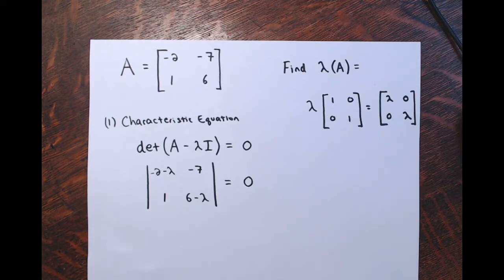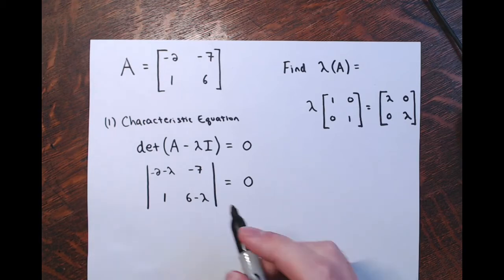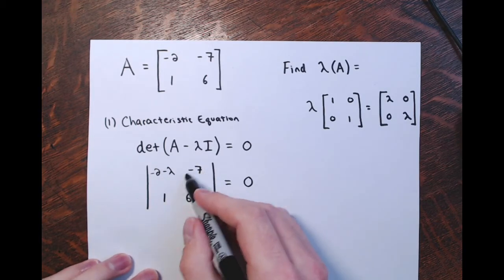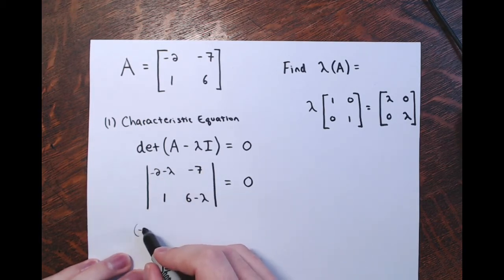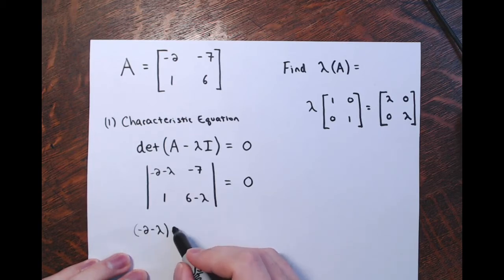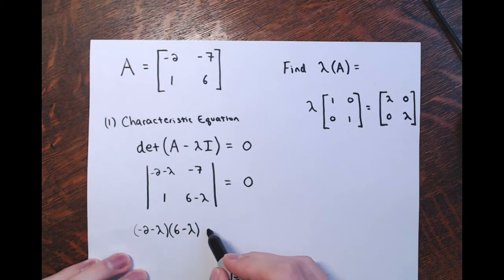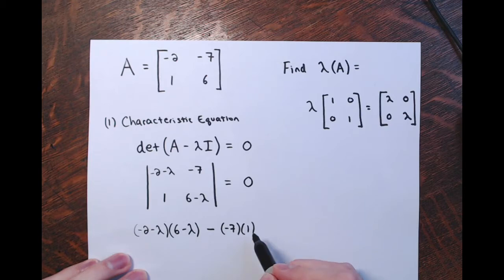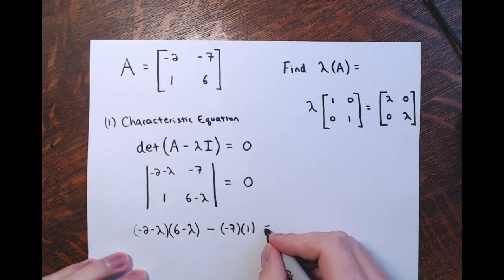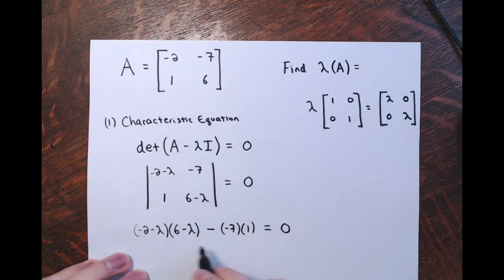All right. Now this is a 2 by 2 determinant, right? So pretty easy to take. So I'm doing these cross products here. We have -2 minus lambda multiplied by 6 minus lambda. All right, then minus, and then -7 times 1. Hopefully you recall how to take the determinant of a 2 by 2 matrix. And we're asking, when is this equal to 0? And what we have here is a polynomial equation.